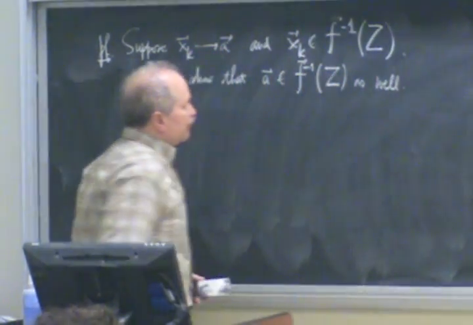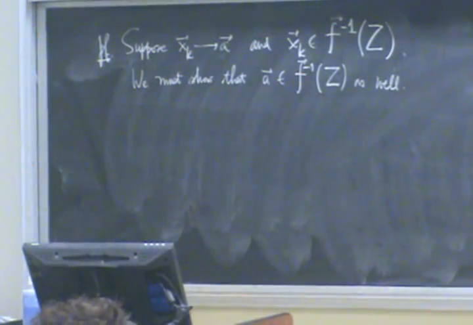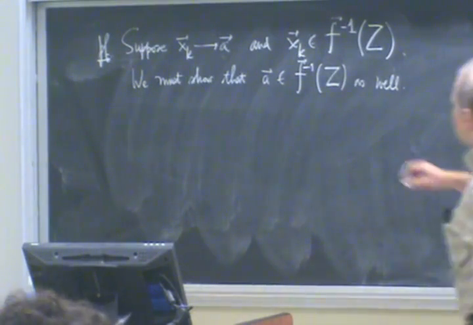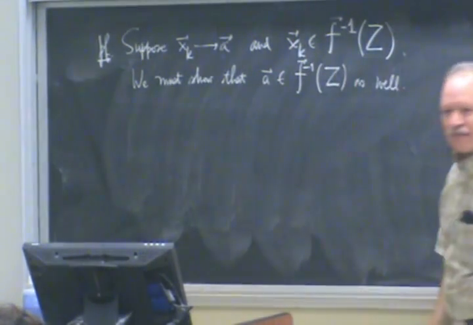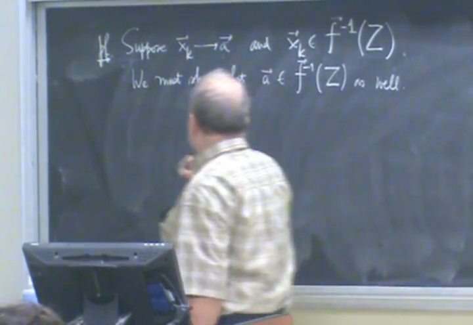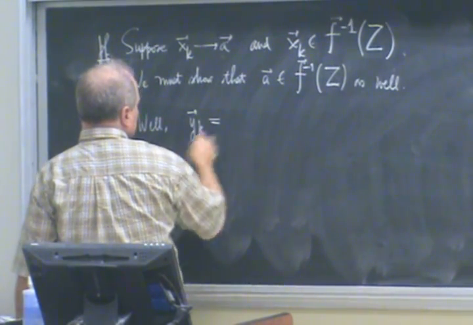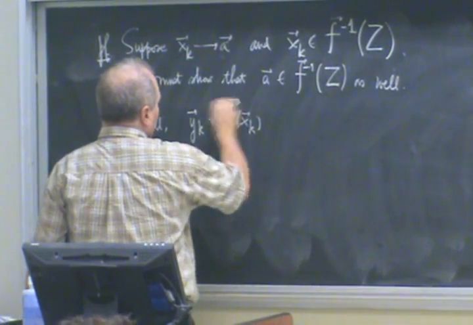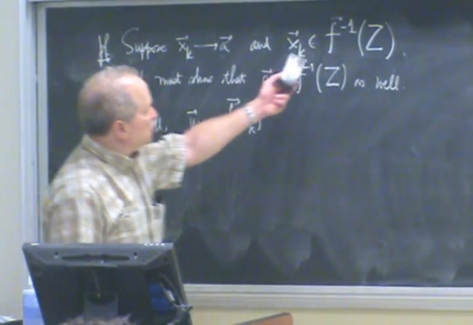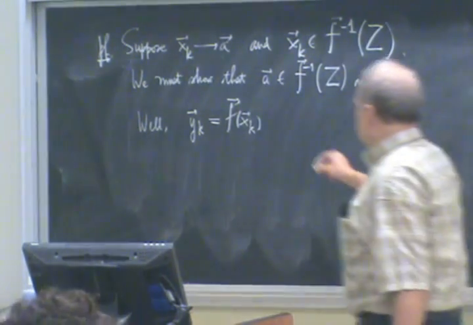Okay. Tell me what to do. Hint. Tell me what this means. Matthias? F of xk is in Z. Right. So let's give it a name. You wanted it to have a name. Let's call it y sub k. This is f of x sub k. And by definition of this symbol, which is written right here, yk belongs to Z.